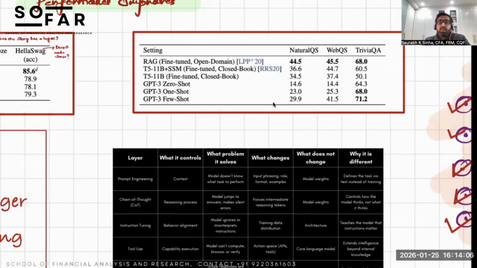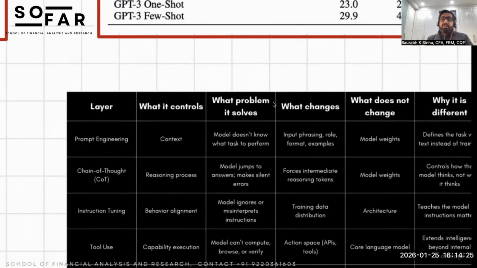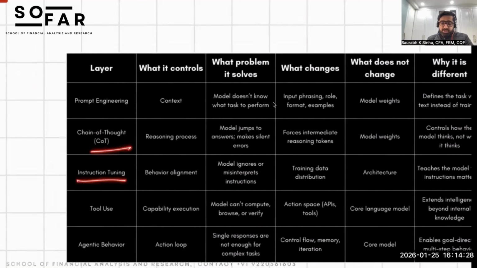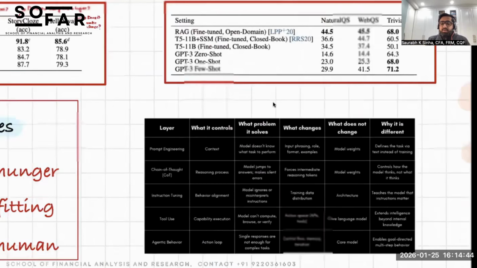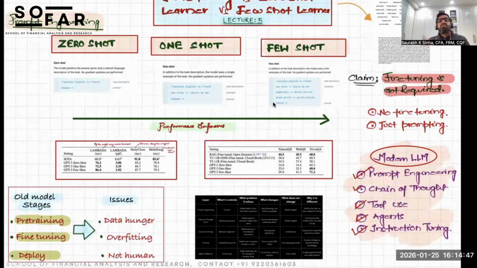And then people started talking about what? Hey, you have to provide examples in the prompt. You have to provide the right examples in the prompt. And that built a new study, a new genre in the field of LLMs, called prompt engineering. And people started thinking about chain of thought, instruction tuning, tool use, agentic behavior. And that's why modern LLMs are filled with prompt engineering, chain of thought, instruction tuning, tool use, and agentic behavior. Right.